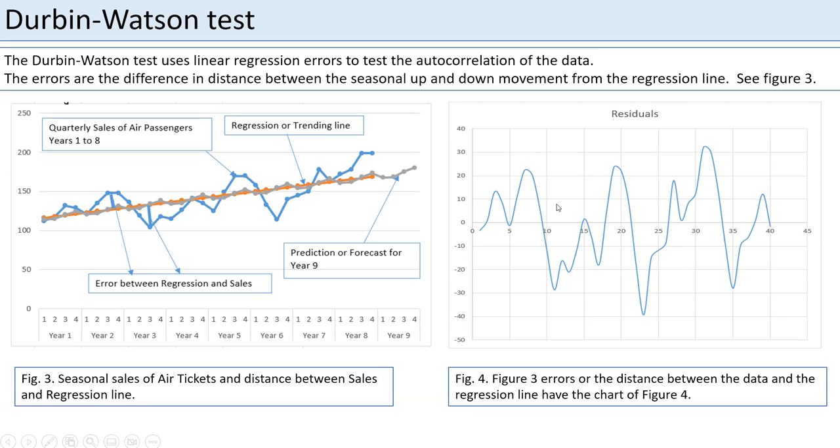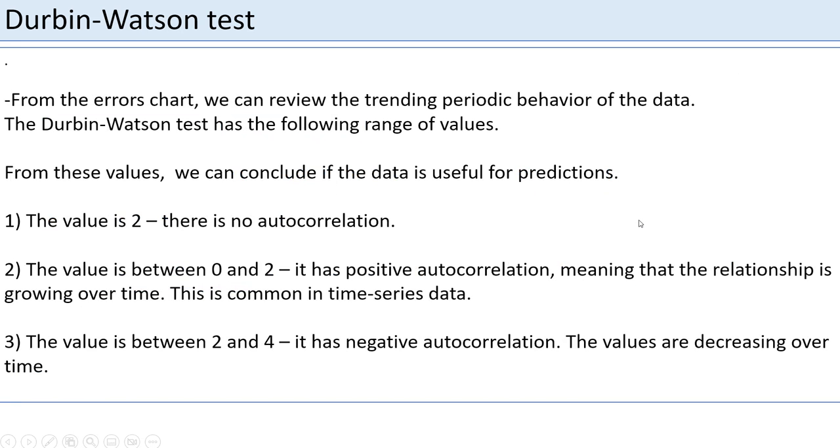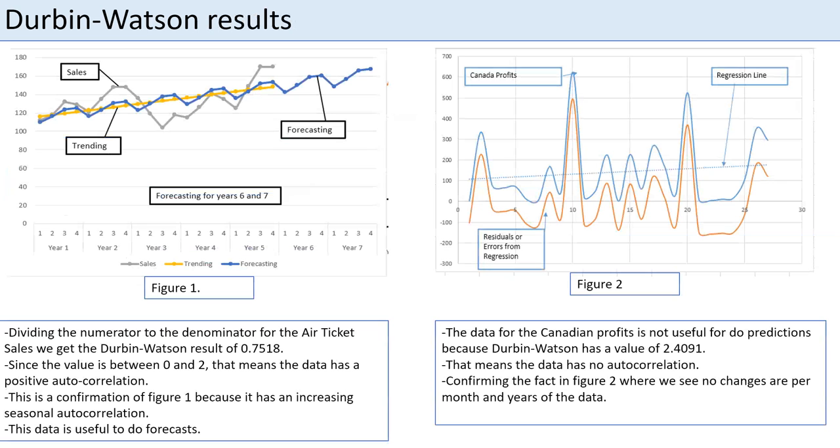They are each term of this chart. So we are going to apply this formula to each term of this chart to get the results from the Durbin-Watson formula. Once we have the results, we divide the numerator by the denominator, and the result is 0.75. So since the value is between 0 and 2, that means that the data has a positive autocorrelation like we predicted before. Okay, so this data is useful to make predictions.